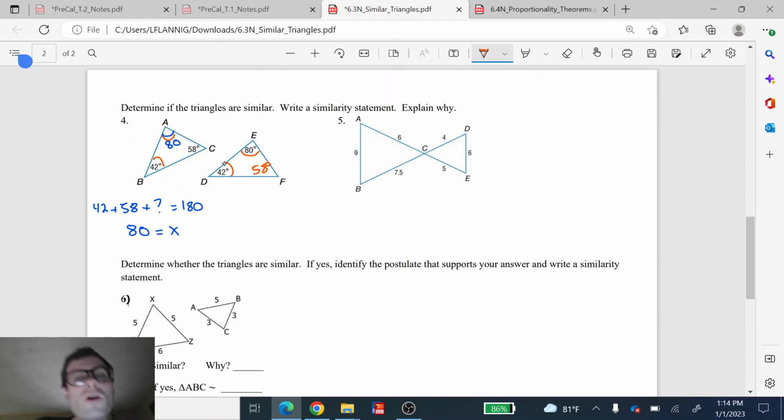So because we know all the angles are the same on all these triangles, triangle ABC is similar to triangle DEF. Again, this is because of angle.